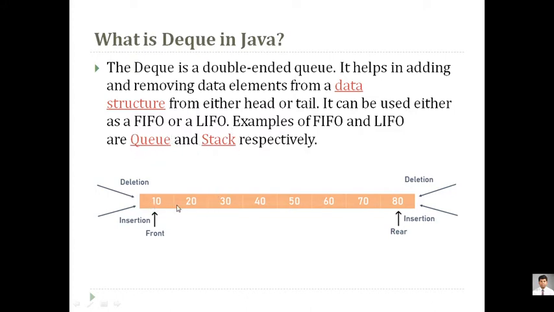Now for a diagrammatic representation, assume that we have a queue of 8 numbers: 10, 20, 30, 40, 50, 60, 70, 80. This is the front side, where we added first, and at the end we added 80. This is the rear side, the end point of this queue.